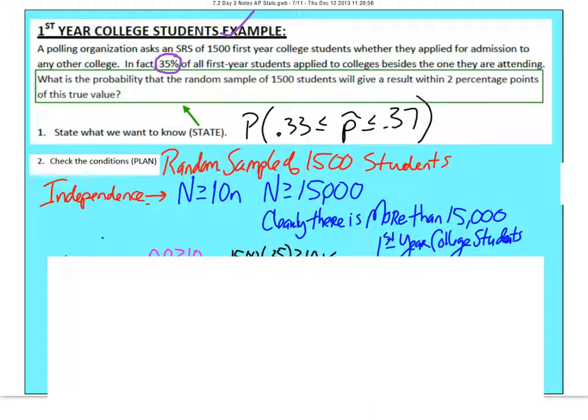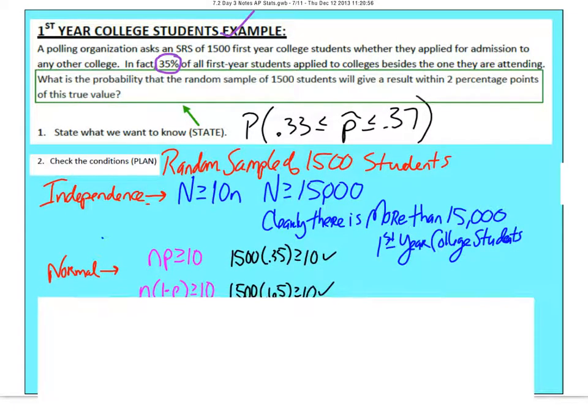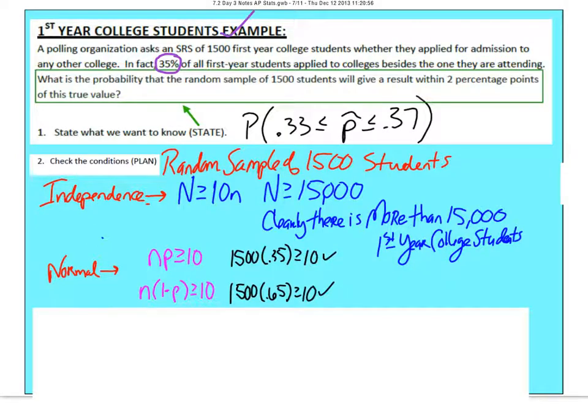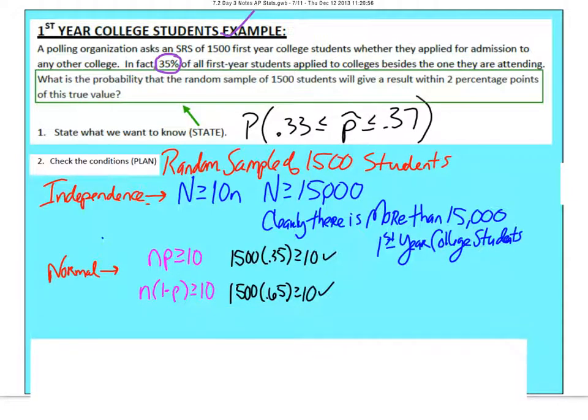So, what about normalcy? Is it met? The normalcy condition says that we have to test n times p and n times 1 minus p. Both of these have to be greater than or equal to 10. And you have to actually show that you're doing this calculation. This right here means the normal condition is met. And what I can say is that this is going to be approximately normal.